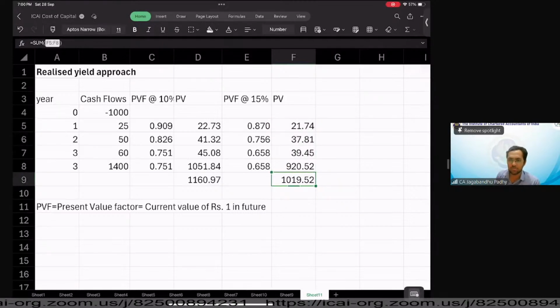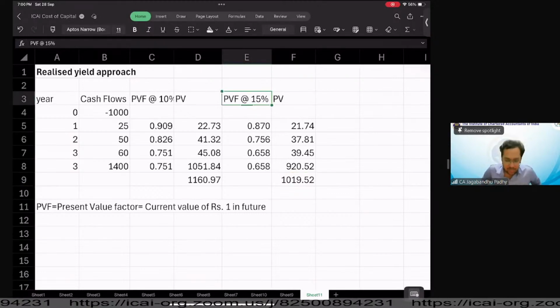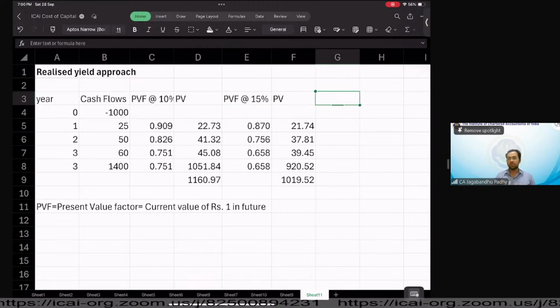Have we reached the 1000? We want this to be 1000, right? We are targeting the value to be 1000. No. So at 15%, we find that the present value is not equaling the value we want. So what should we do?